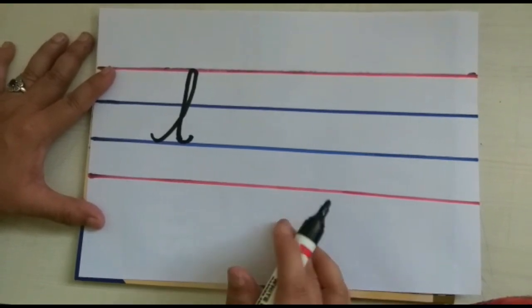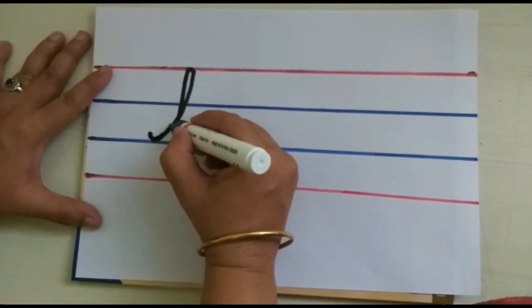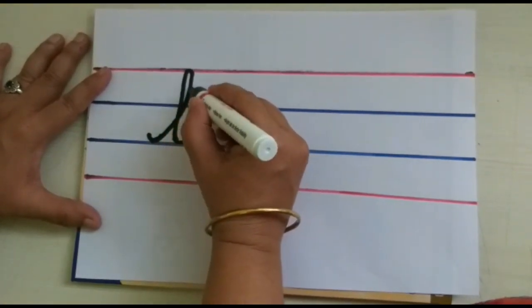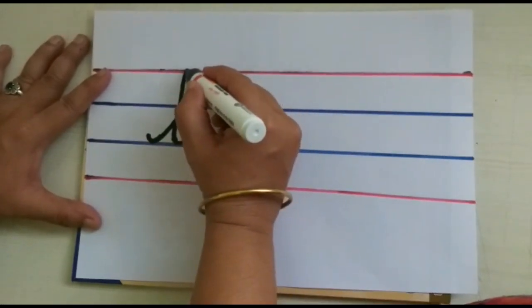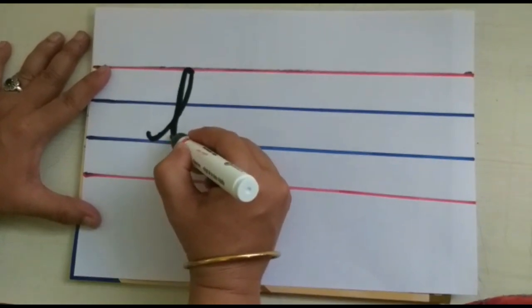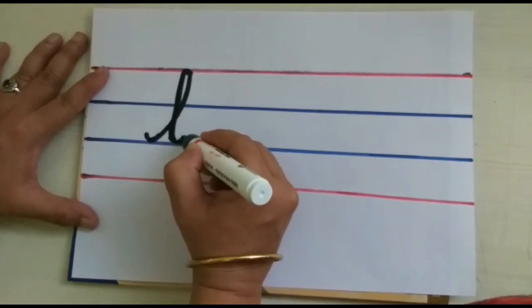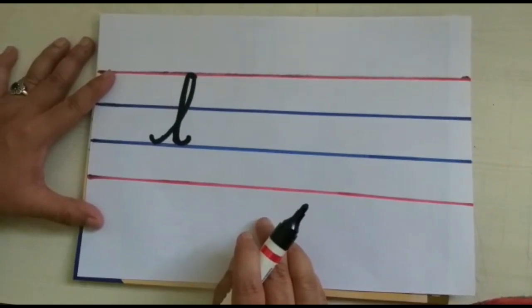It is very easy, children. Once again we will write. Make a small curve. Make a slanting line. Go up to the first red line, children. Now you have to turn back. Come down to the third blue line. And make a small curve. This is small cursive L.